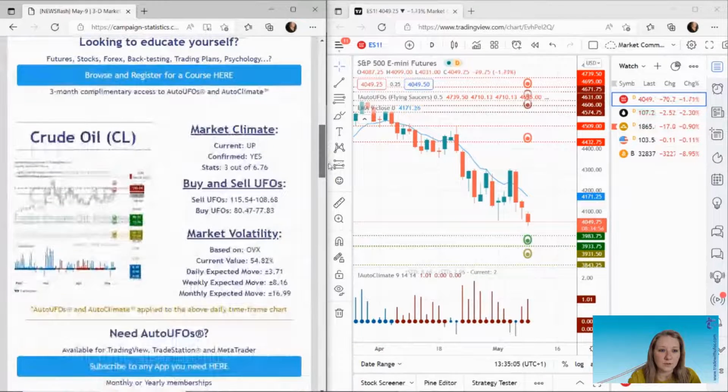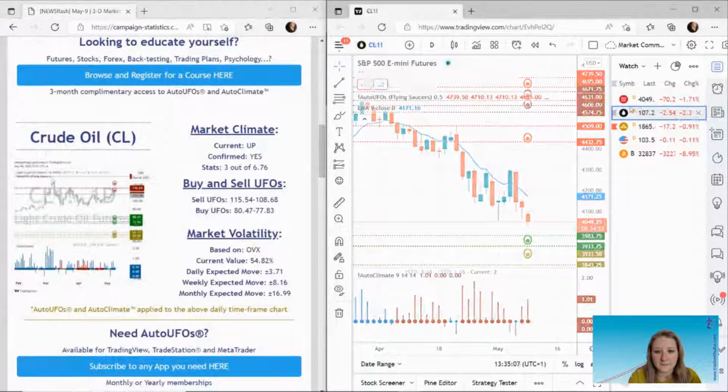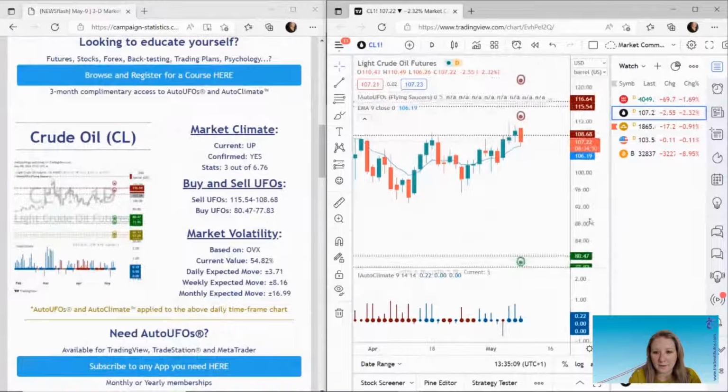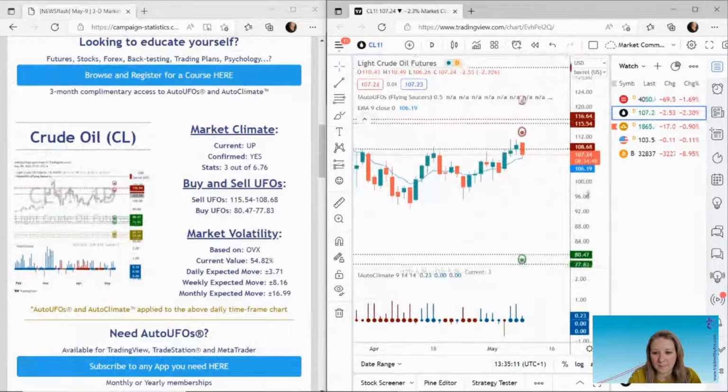Now the next market is crude oil. So let's load this and squish it down a little bit so we can see what we need to see.